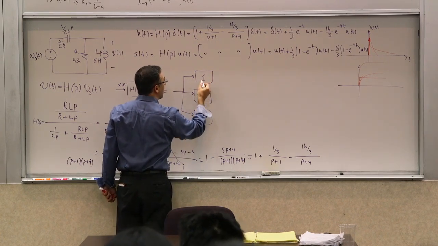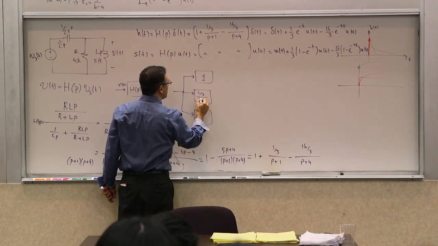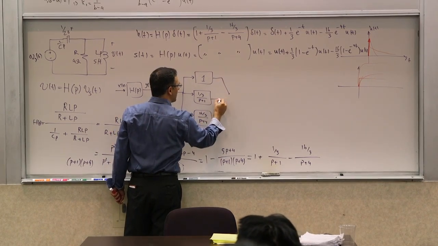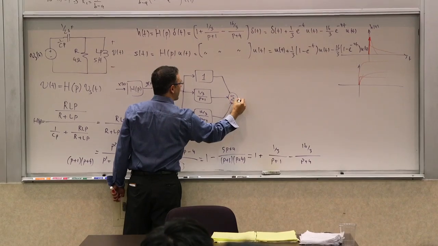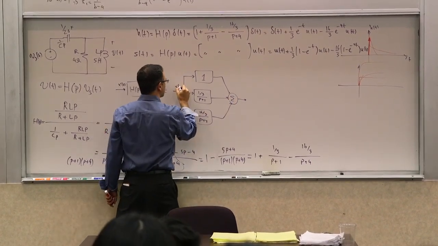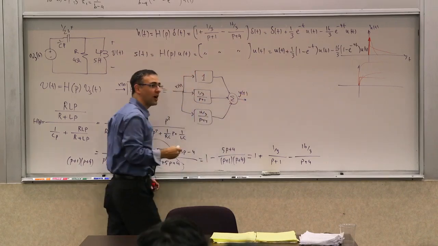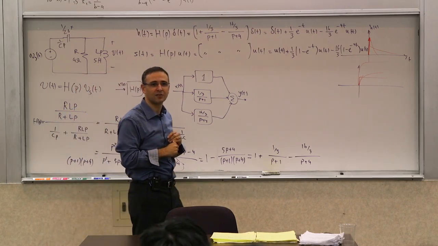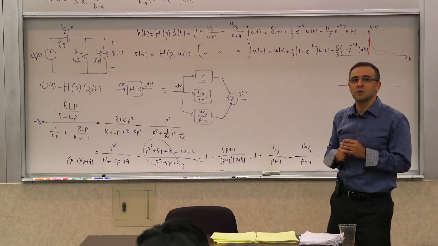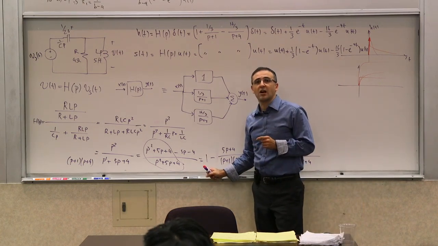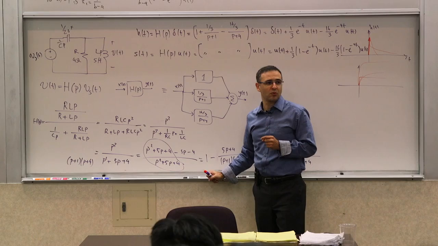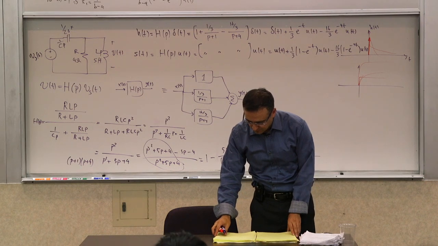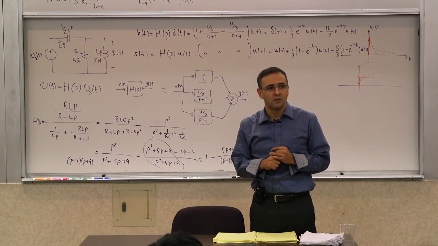One is a unity system. One is 1/3 over p plus 1, and the other is 16/3 over p plus 4. Then you take all three and add up their outputs. You may say, wait a second, you're making the system more complicated. No, you're making it more tractable and understandable. That's very important when you design things, because you want to break it into smaller elements that you can track and understand. Any questions? No?